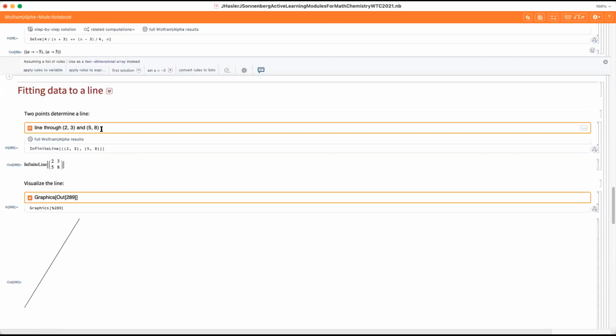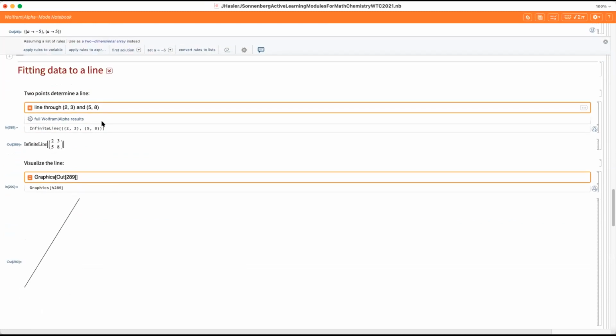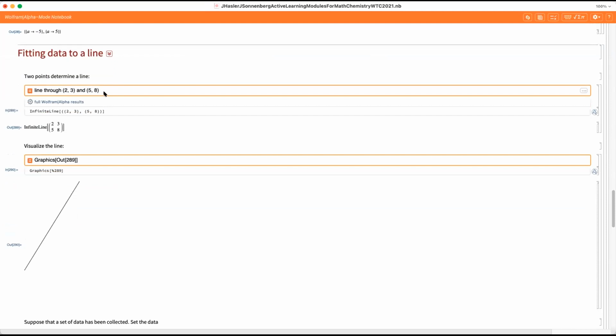So we can recall that 2 points determine a line. So if we have the points (2, 3) and (5, 8), in notebook edition, we can evaluate this. We have this natural language input here of the line for (2, 3), (5, 8). Then that's interpreted as the Wolfram Language expression InfiniteLine of {2, 3} and {5, 8} here.